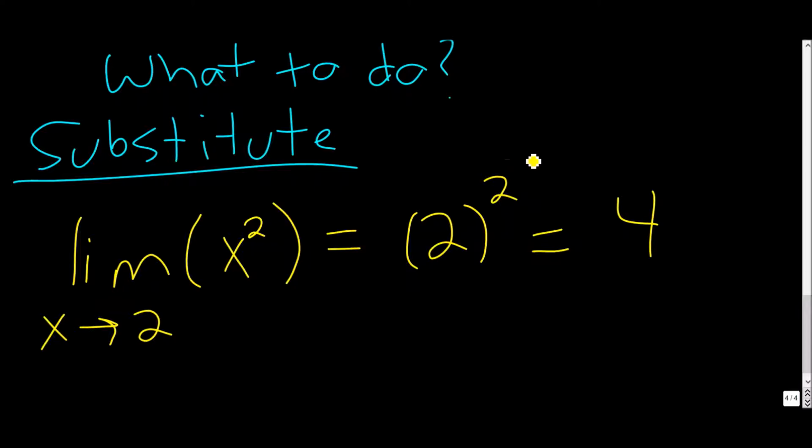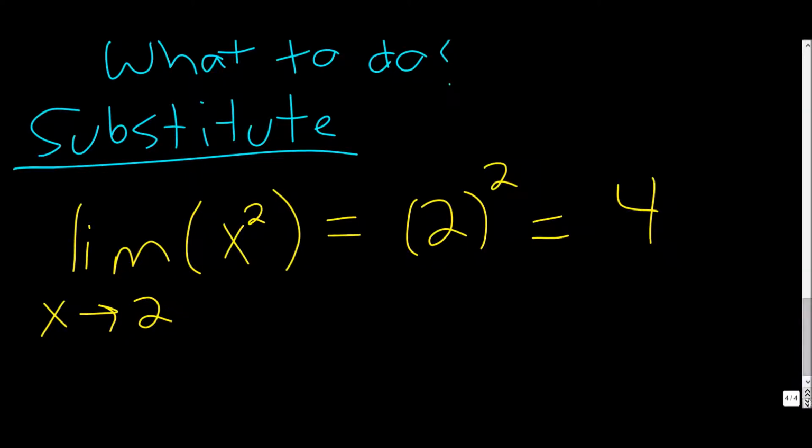Now that's pretty simple. A lot of the problems that we do, we're looking at odd places where some things are going to happen that are not great. So substitute is the first idea. So what happens if that fails? Let me show you some instances where substitution fails.